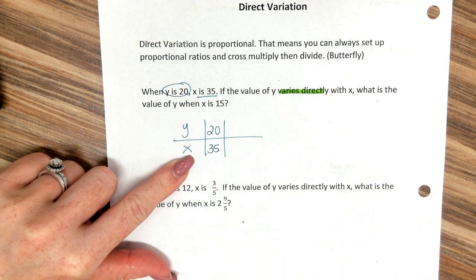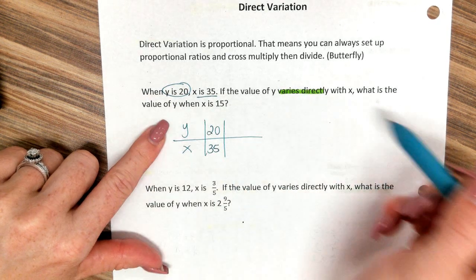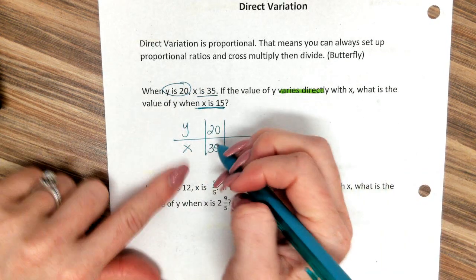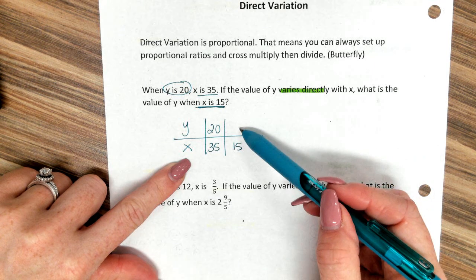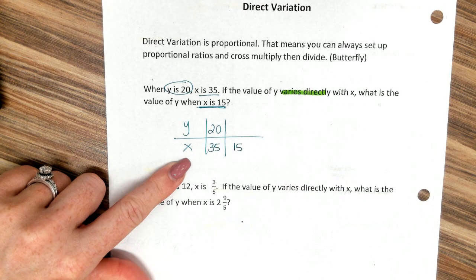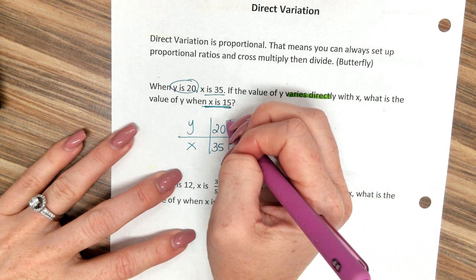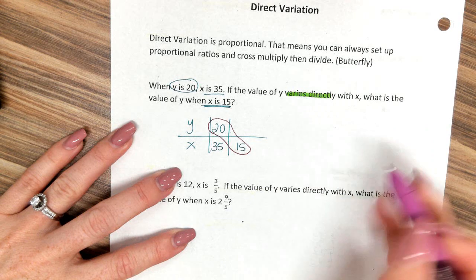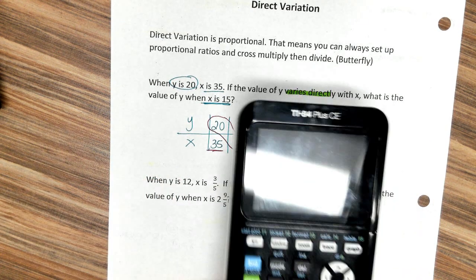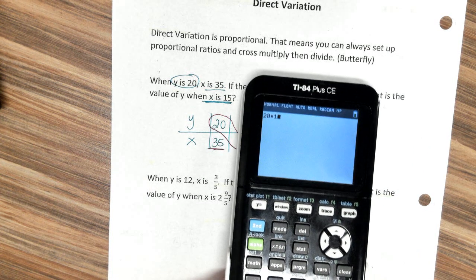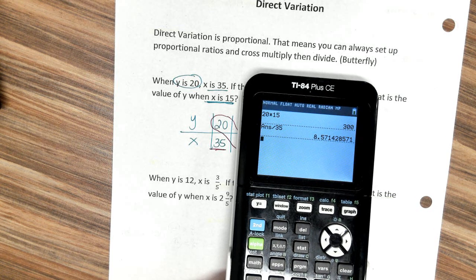Right here. Then it says, what is y? I don't know. No, what is y when x is 15? So where is that going to go? Right here. This is I don't know. That's what I'm solving for. To solve this problem, I cross multiply. So that's this times this, and then divide by this leftover number. Okay, so here we go. 20 times 15 divided by 35. About 8.57.